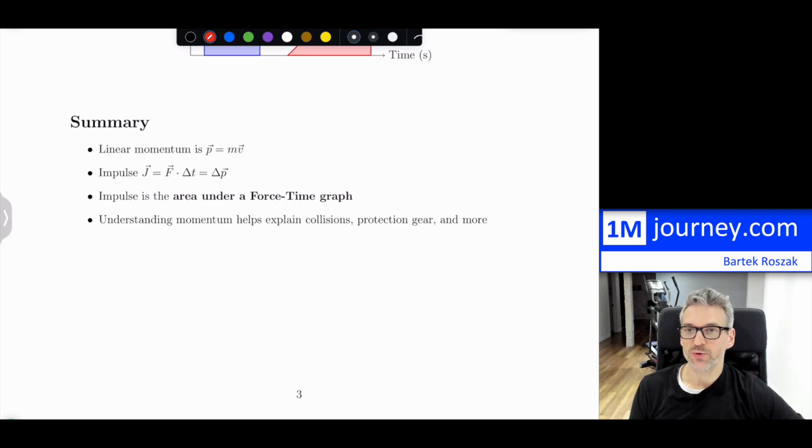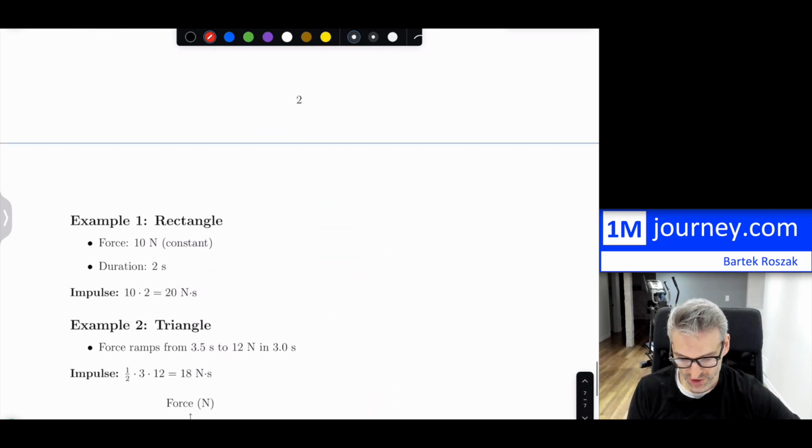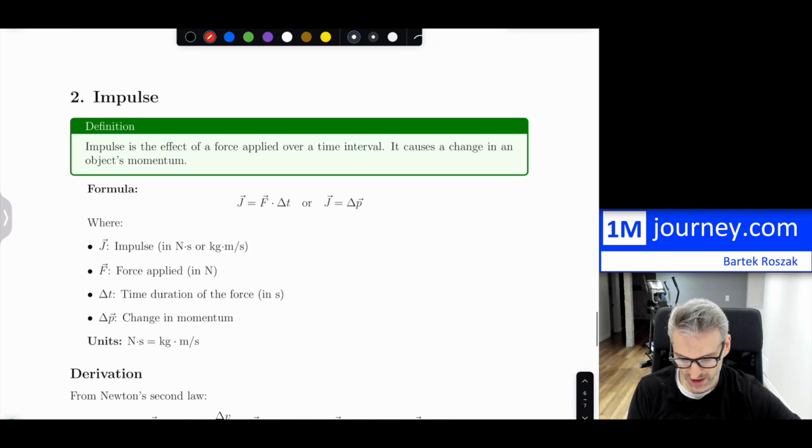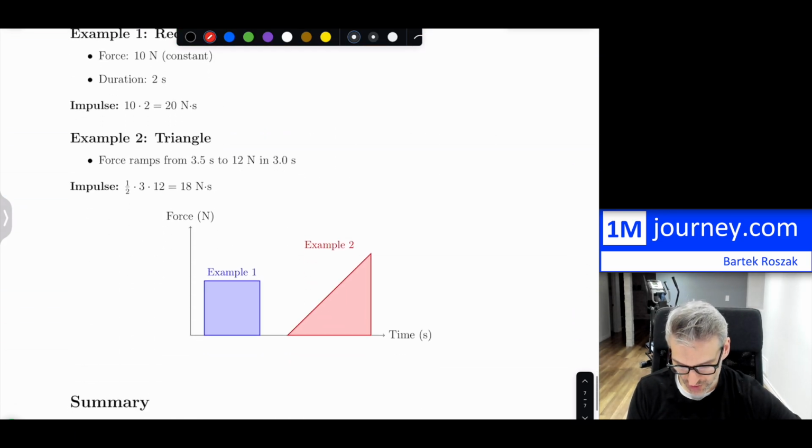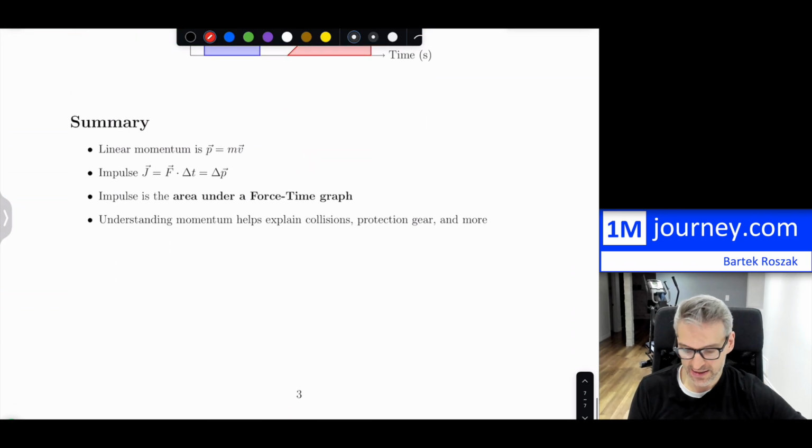And now, just to summarize, I will include this nice document, which summarizes what I've talked about. You can download it from the description or the show notes. And here is the summary.